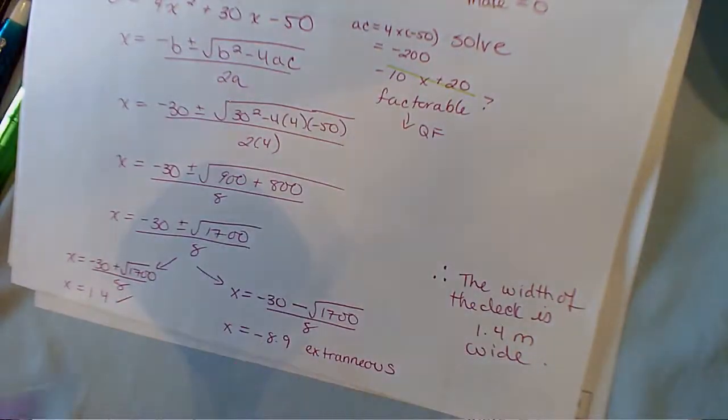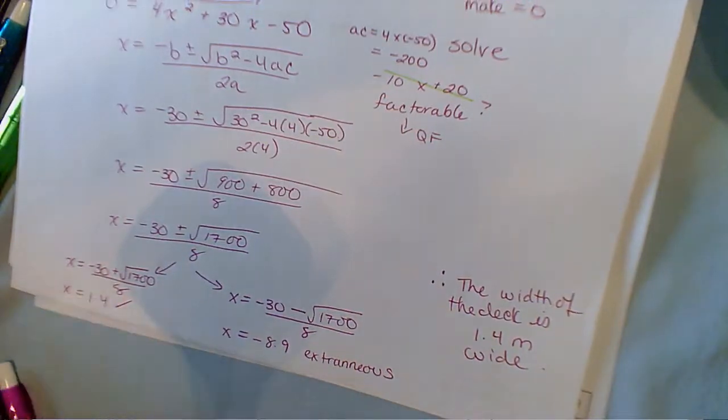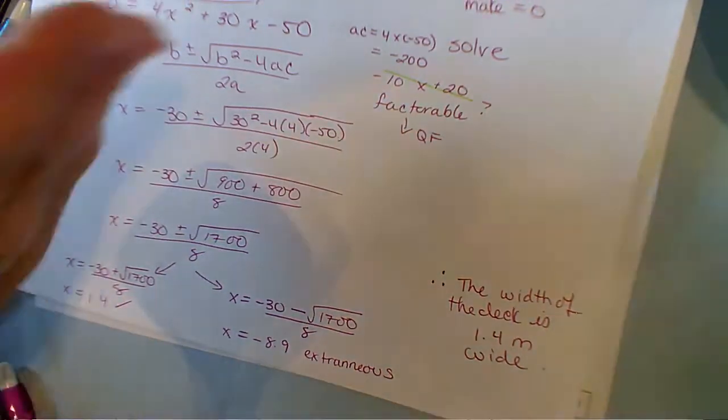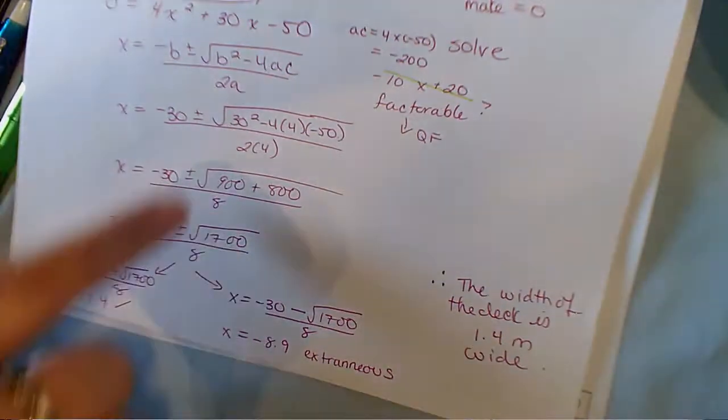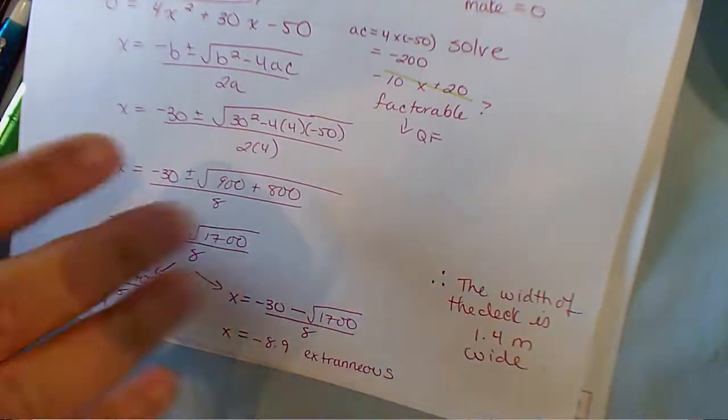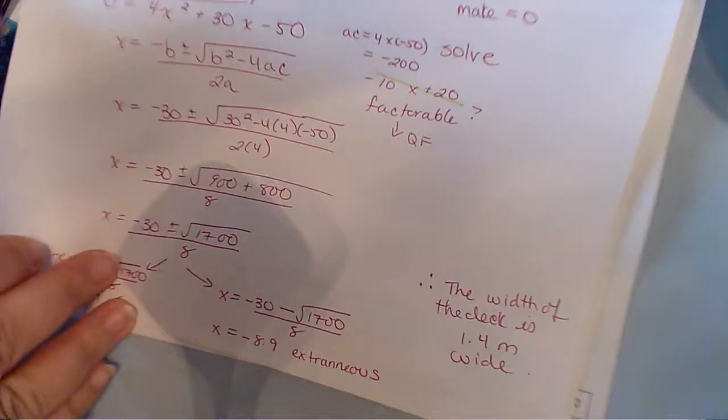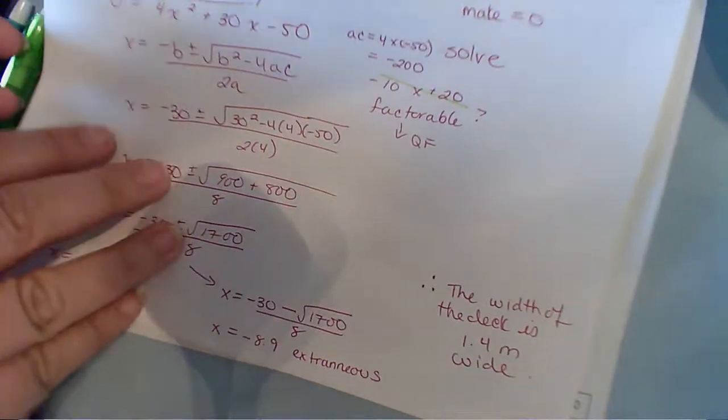Again, we can't accept every answer just because the math tells us. The math will give us two answers because it doesn't know what we're talking about. Okay, so we only accept the one that is the positive case. And again, showing you the quadratic formula was the only option here because it was a decimal. It wasn't even factorable. So we're not going to waste our time trying to factor something that's not factorable.